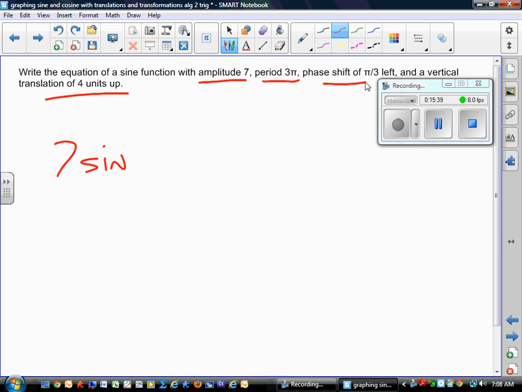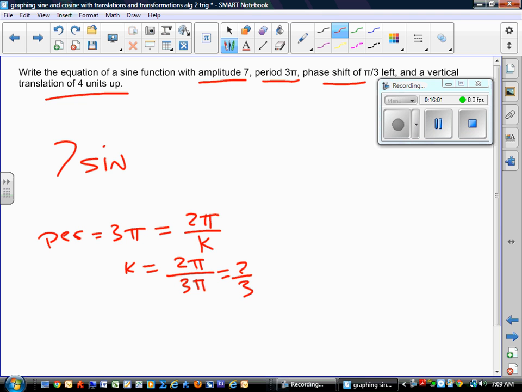times the sine. Now I want a period of 3 pi. So normally my period for sine is 2 pi over the k value. I need to find the k value. So k in this case is equal to 2 pi over 3 pi, or 2/3. So I'll put that 2/3 right here. I like putting it in factored form. And then put my theta right here.